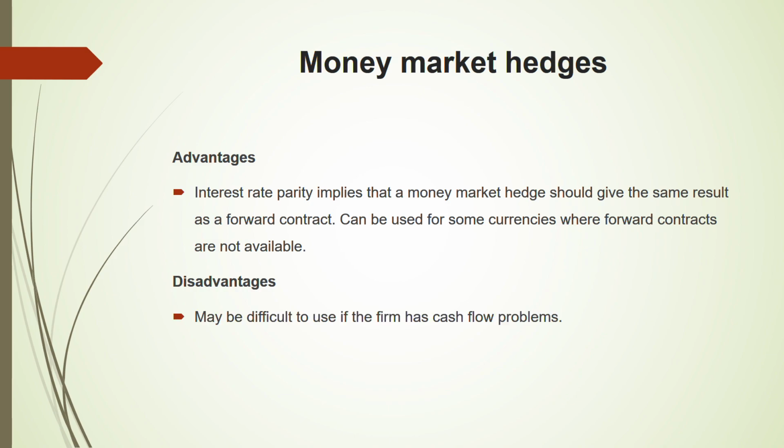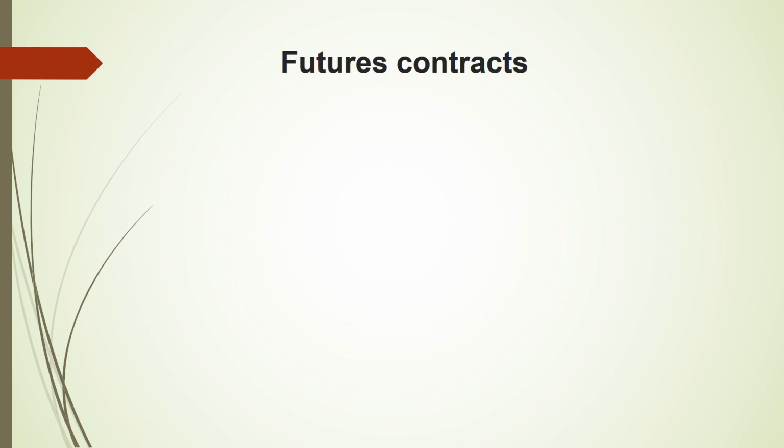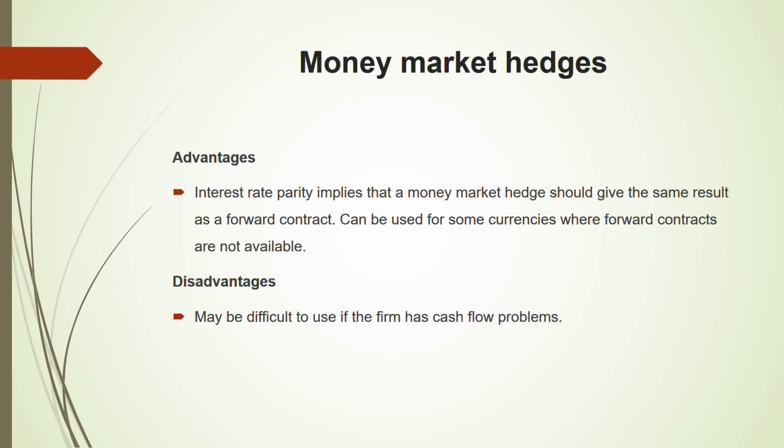Coming to the disadvantages, it may be difficult to use if the firm has a cash flow problem. Yes, cash flow problem, because the money market hedge is based upon cash only. You should have the cash to borrow, and you should have the cash to invest, because this is about investing and borrowing, not about choosing the rate, unlike forward. So if there's a difficulty with cash flow, you cannot use money market hedging. That's it: one advantage and one disadvantage.